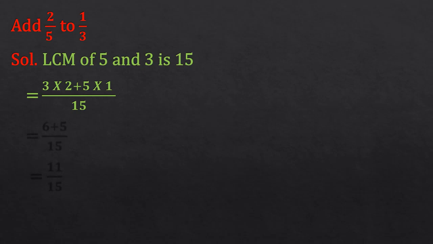Now see, the denominator of the first fraction is 5. Now divide 15, the LCM, by the denominator of the first fraction. I am repeating, divide 15 by the denominator of the first fraction. So 15 divided by 5 is 3. What do you get? 3. Now multiply this 3 by the numerator of the first fraction.